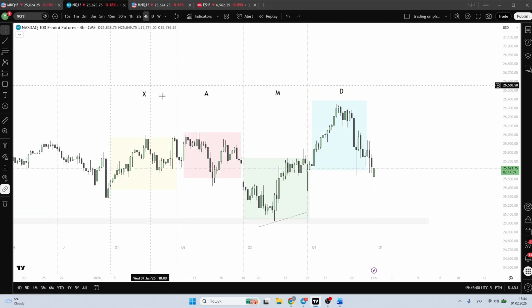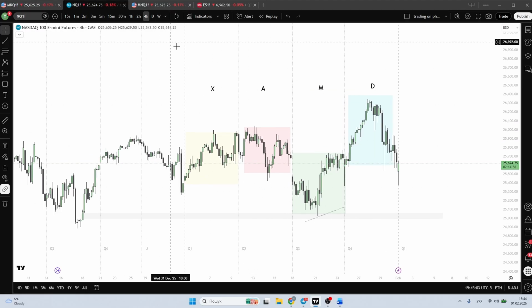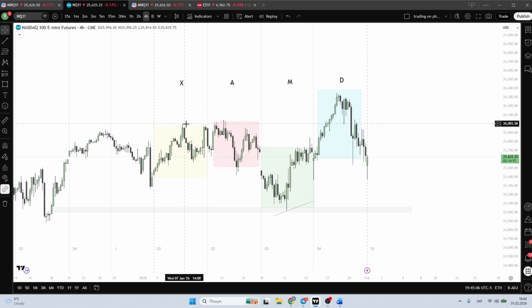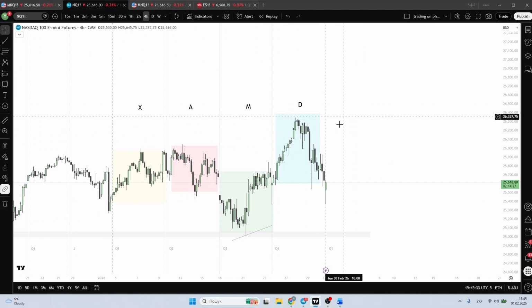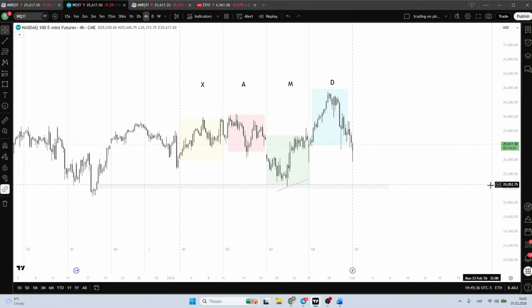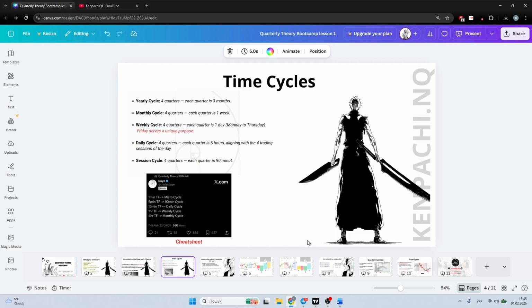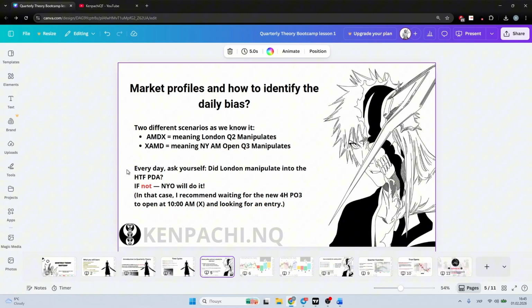Let's get to the XAMD profile. So here, as we can see, this is the monthly cycle XAMD profile. Q1 accumulates, Q2, or actually, my bad. Q1 is continuation. Q2 is accumulation. It's not going out of this range that much, right? Then it did not manipulate into the high time frame PDA yet, right? Manipulation Q3, manipulation into the high time frame PDA, and Q4 is distribution. Well, that's pretty much it about the market profiles.